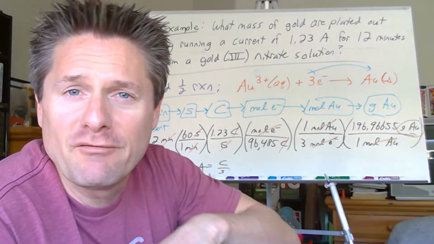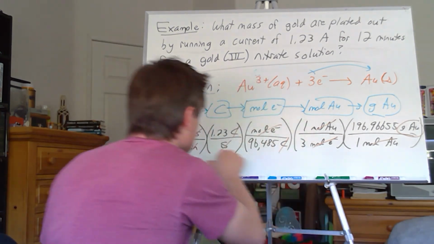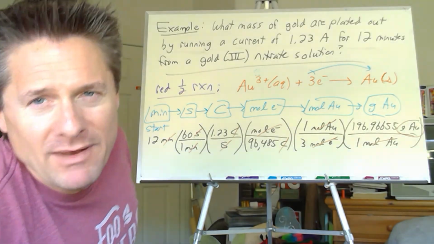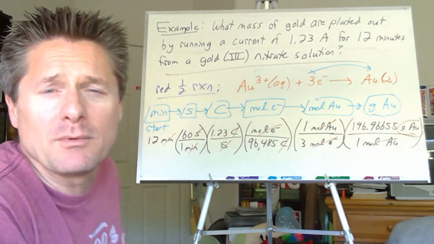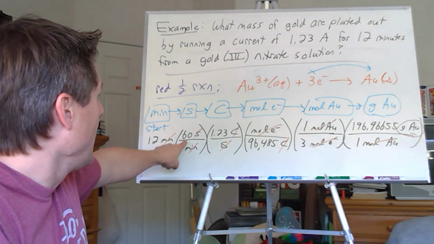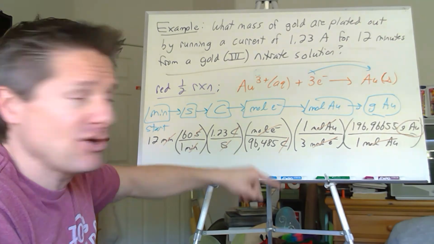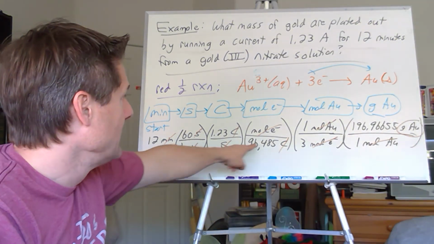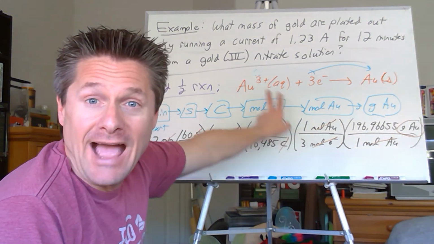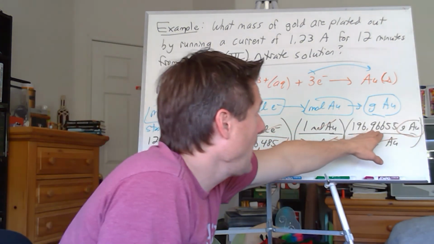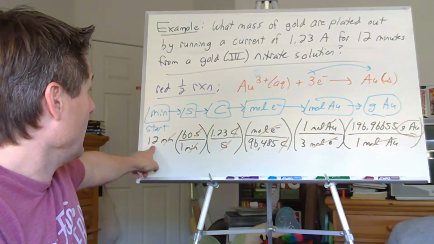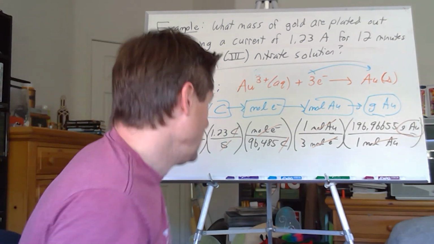This is all multiplication and division, so we're limited by significant digits. So it doesn't say if that 12 minutes was exact or not. It's a time measurement, so I'm assuming it's not. I would go 2 significant digits on the 12 minutes. The 60 seconds per minute is exact. The current is not, but that's 3 significant digits. Faraday's constant won't matter because it's 5. The 3-to-1 ratio is exact from the stoichiometry. And our atomic mass has a lot more significant digits than we need. So I think we're limited to 2.